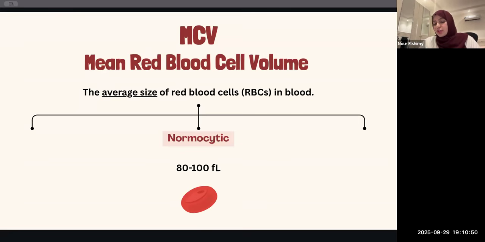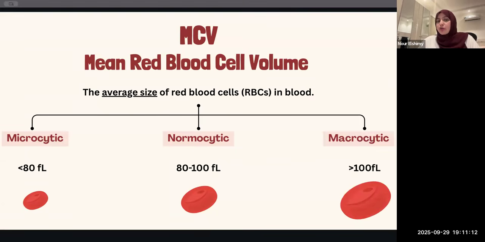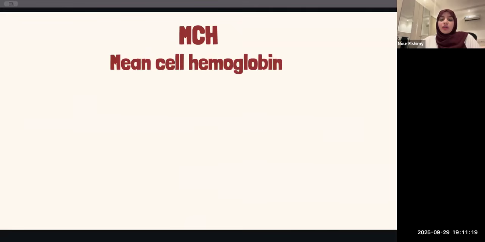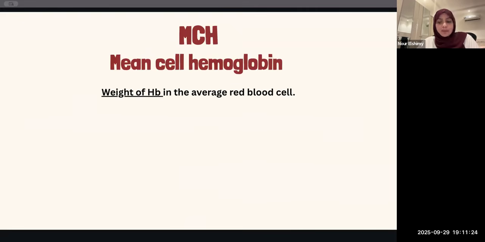Now, if the normal range is from 80 to 100 femtoliter, then if it goes below 80, this is where we call it microcytic. Micro means small, and cytic is the cell. So anything below 80 femtoliter, we're going to call it microcytic. It's smaller than average. And same thing, if it's above 100, then it is macrocytic. Macro means big, cytic cell, so it's a big cell. All right? Okay. Now, MCH tells us about the weight of hemoglobin in the average red blood cell.